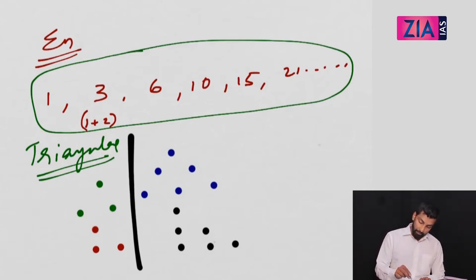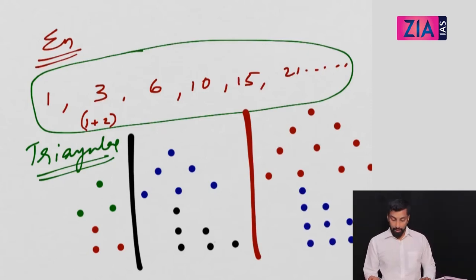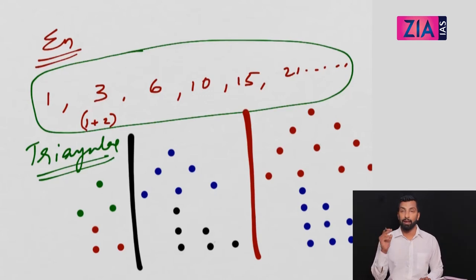So this is 3, this is 6. What about 10? If you need to represent 10, it's like this. So this is also a triangle. Or if you need to make a right angle triangle, it will be like this. So you can visualize or represent this as a triangle. That's why it is called triangular numbers. So sigma n numbers are also called triangular numbers.